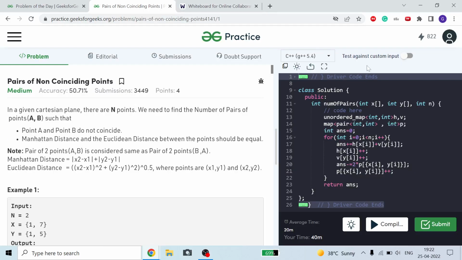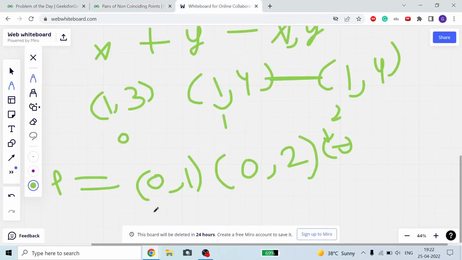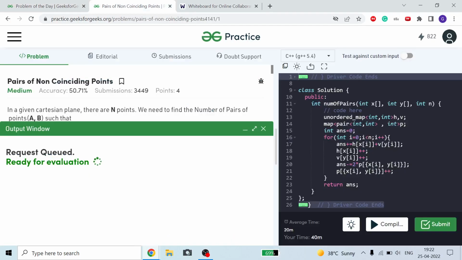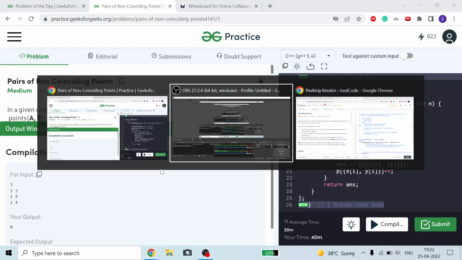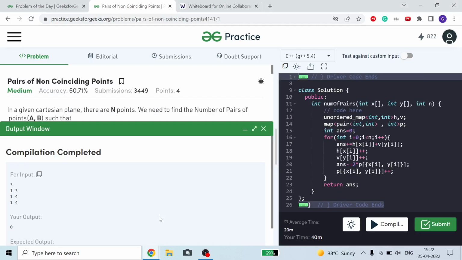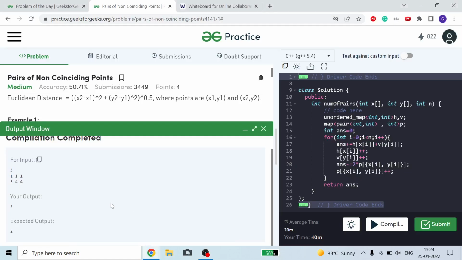So I will get only two answers, 0 1 and 0 2. I can check it out also. So I have 1 3, 1 3 and 1 4. So I should get the answer as 2. I'm getting the answer as 0. Just a minute. So guys, here you can see the answer as 2.